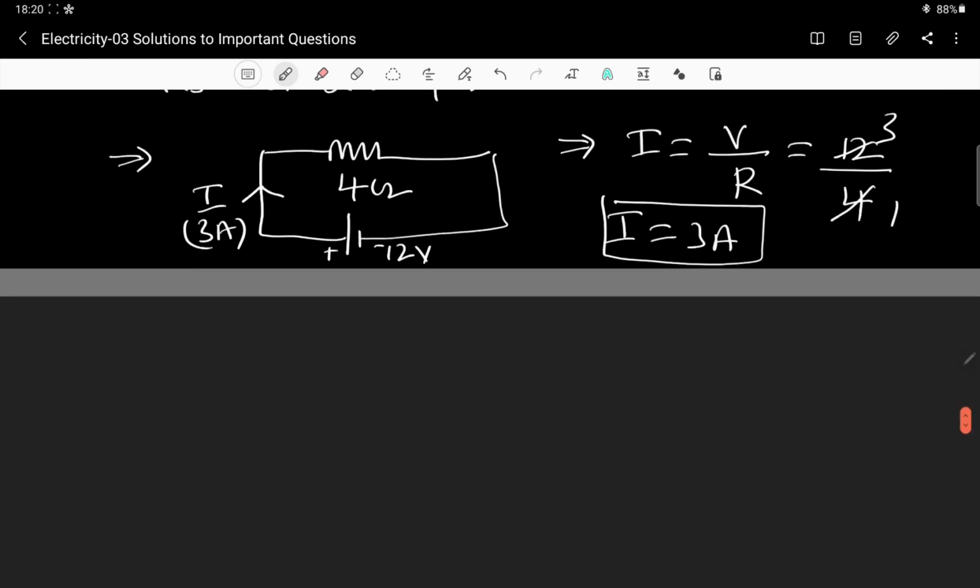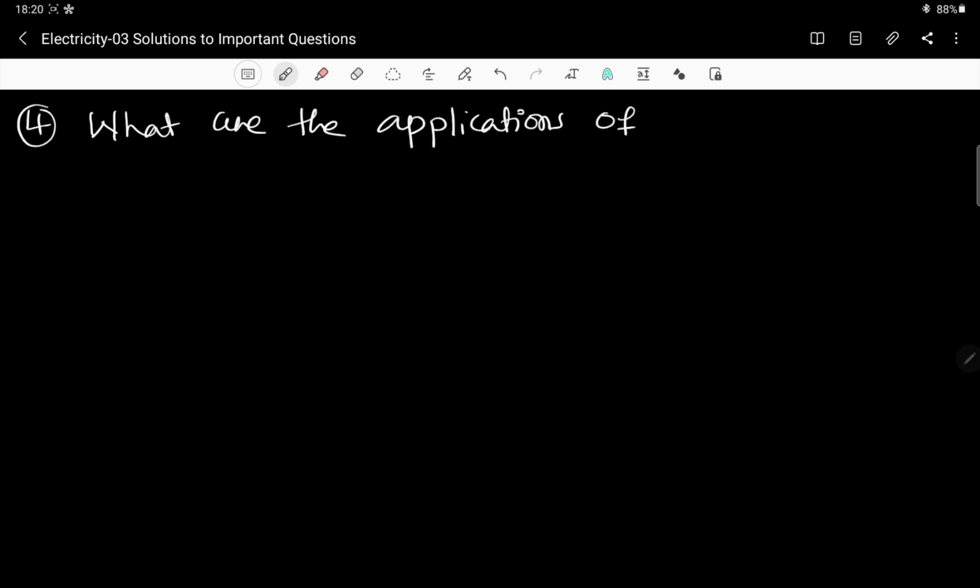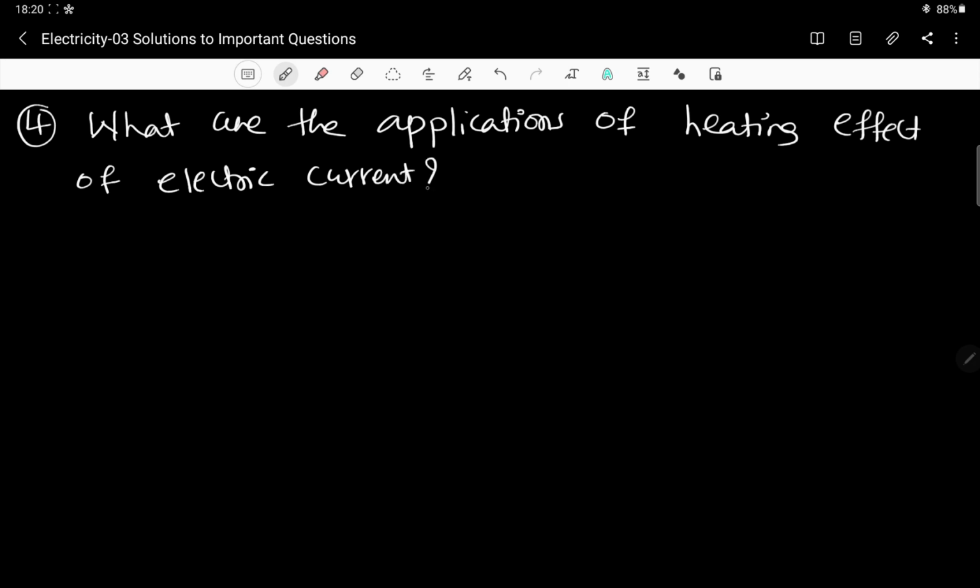Now moving on, let's look into the next question, the fourth one. What are the applications of the heating effect of electric current? These applications are quite simple. You are going to write the answer listing the applications. We are creating these answers as a model for you, showing how you are supposed to write the answers when you see this particular question in the examination.